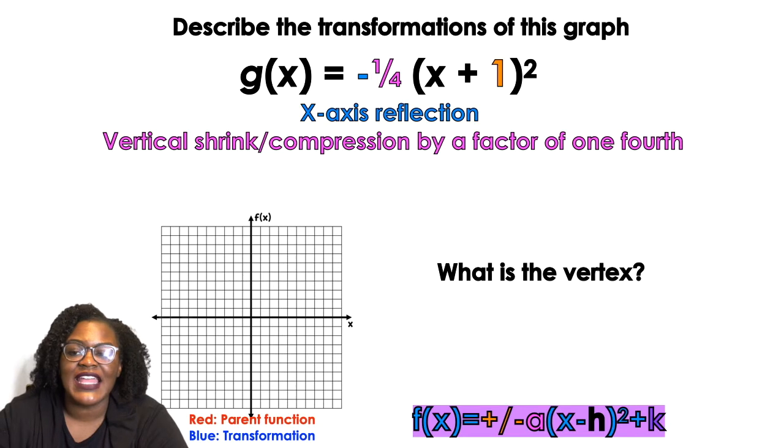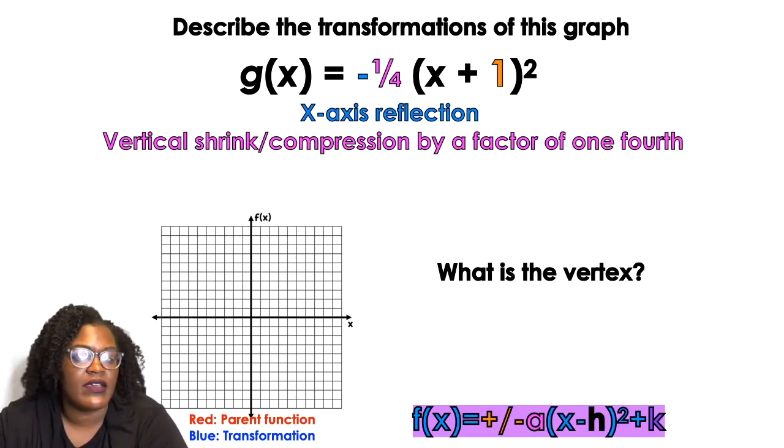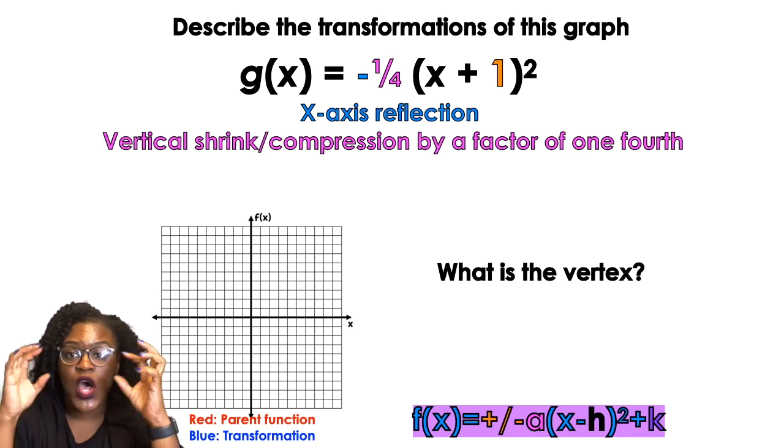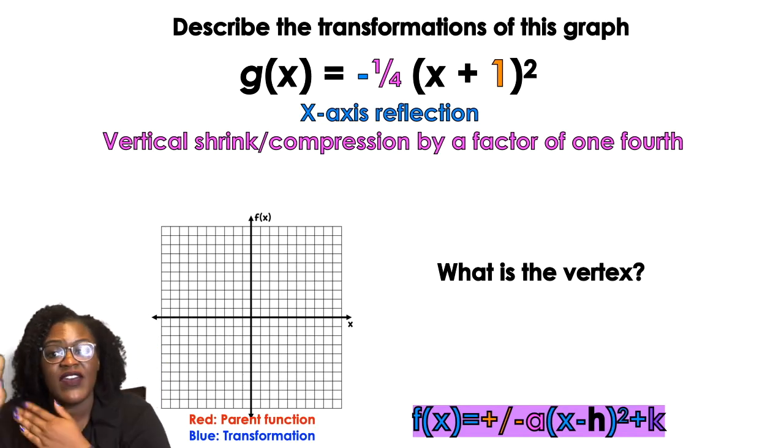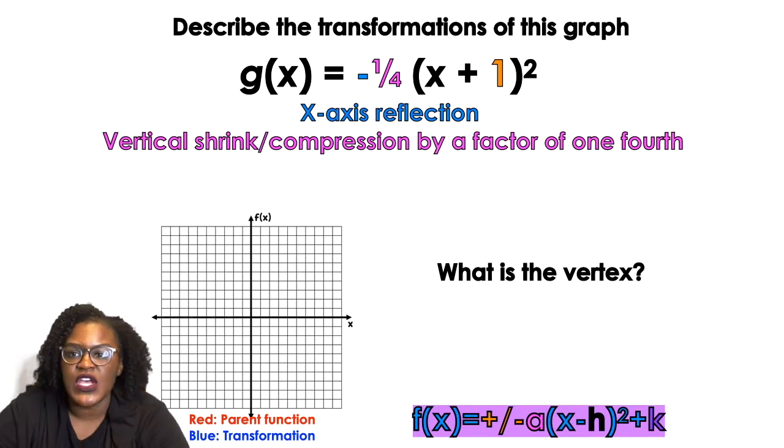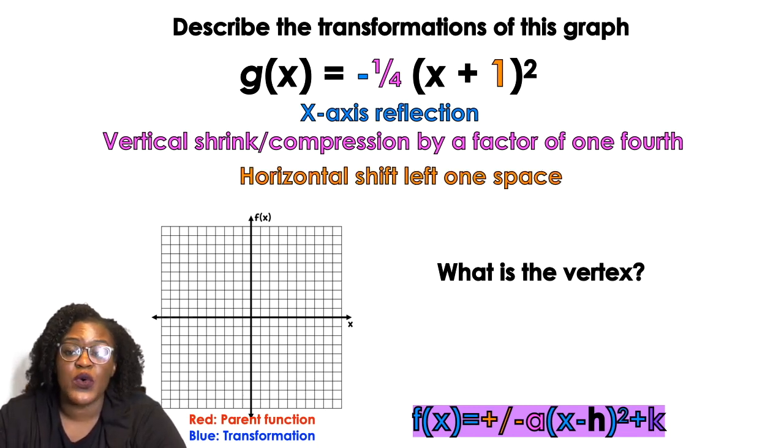And then we're looking at the 1. The 1, is it an A value, an H value, or a K value? Well, it can't be an A value because the 1/4 was our A value, right? We know that the H value is always inside of the parentheses and the K value is always outside of the parentheses. So this is definitely gonna be an H value. It's a +1. Remember, it does the opposite. So it's gonna be a horizontal shift left 1 space.